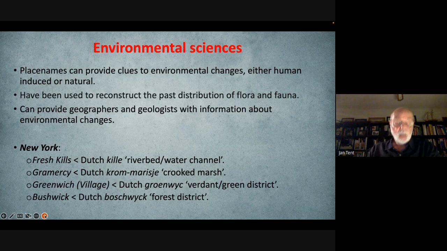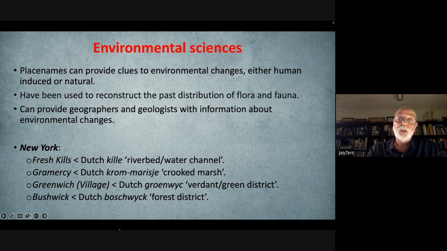Okay, environmental sciences. Place names can tell us quite a lot about changes in the environment that have occurred, either natural or human induced, and we can reconstruct the past distribution of flora and fauna, and we can provide geologists with information about environmental changes.